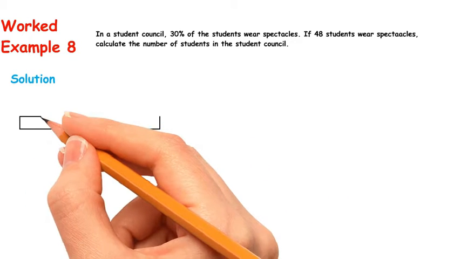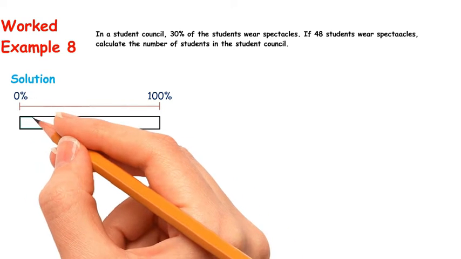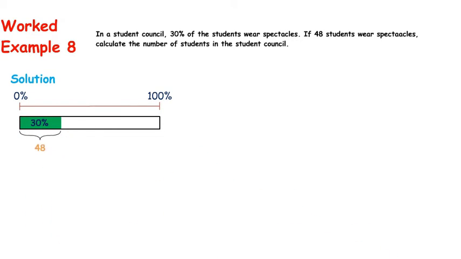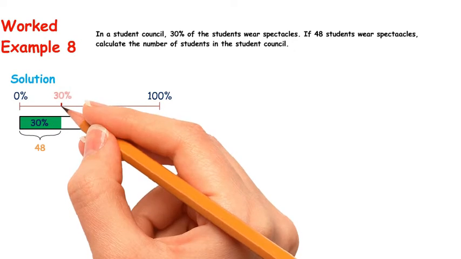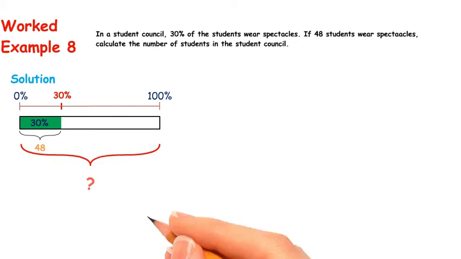In a student council, 30% of the students wear spectacles. If 48 students wear spectacles, it means 30% of total students equals 48. Calculate the number of students in the council.